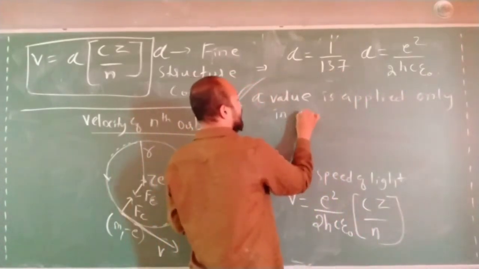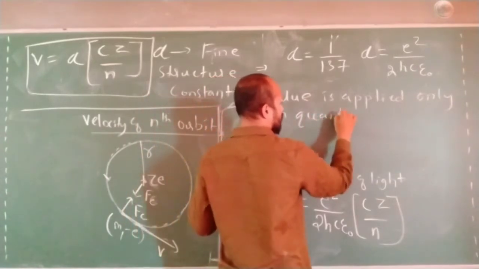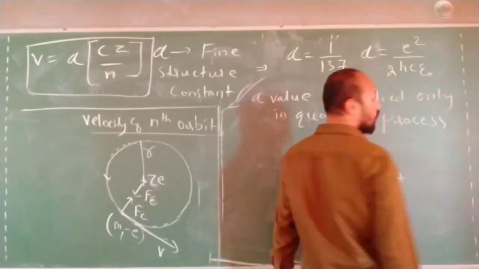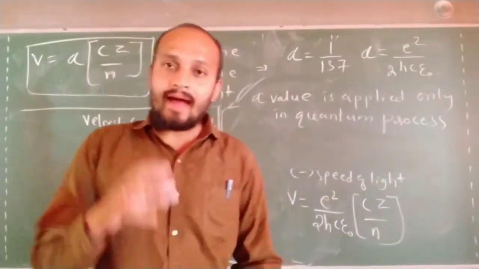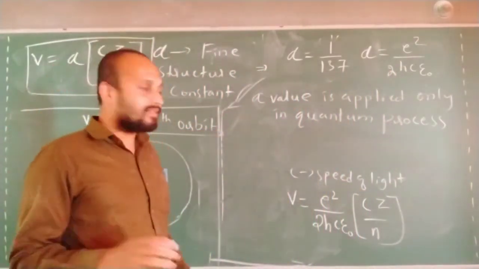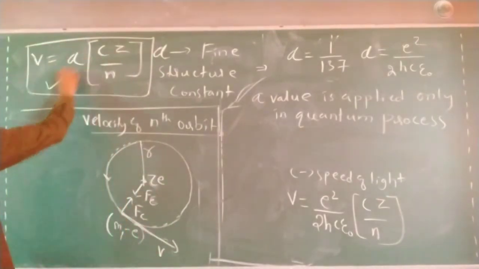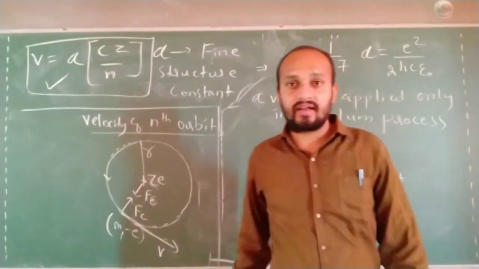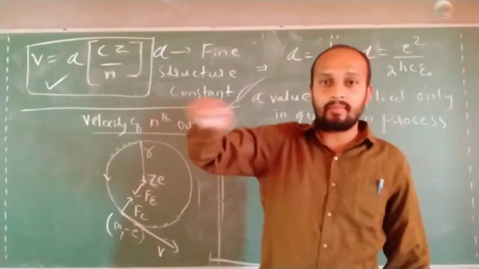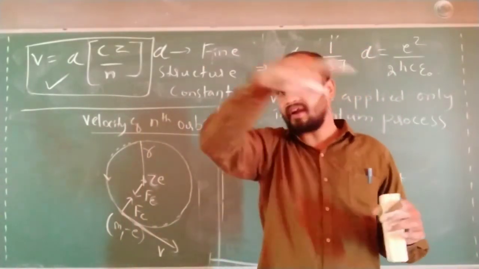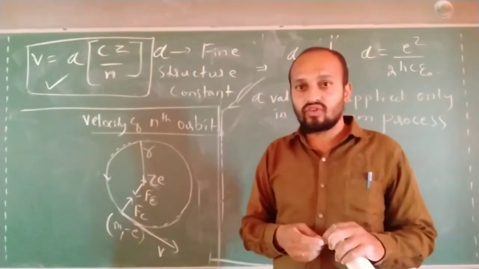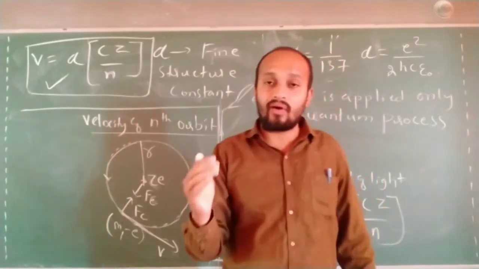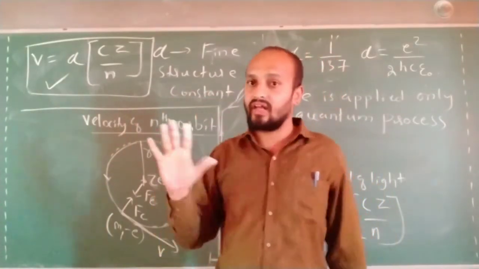Only in quantum process. What do you mean by that? When I am talking at quantum level, only at that time is this formula used. Try to remember: certain questions in atoms use centripetal acceleration, but Earth and Moon are revolving like this. Questions will be asked. So this formula alpha is applied only when we are talking about the quantum level.